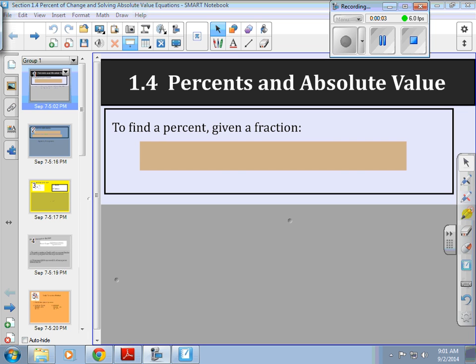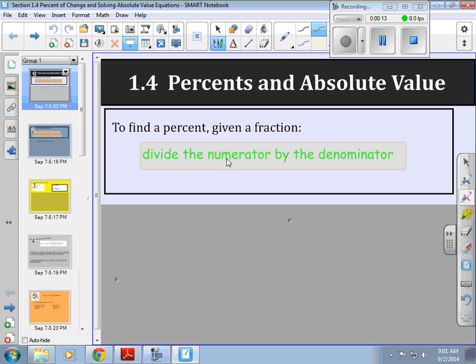Hello, today we're going to look at section 1.4, percent of change in solving absolute value equations. So we're going to quickly refresh our memory on how to find a percent given a fraction. The first thing that you need to do is divide the numerator by the denominator.